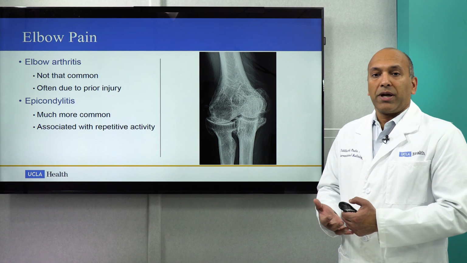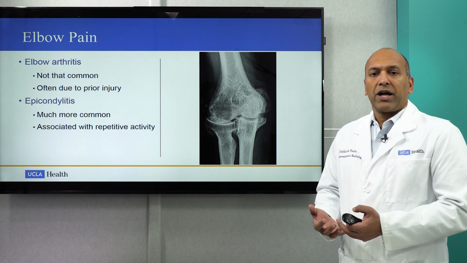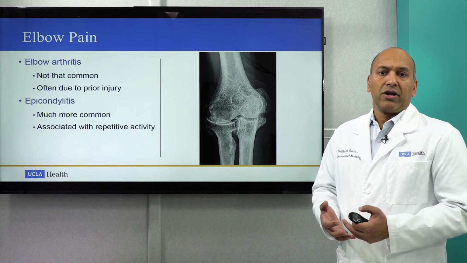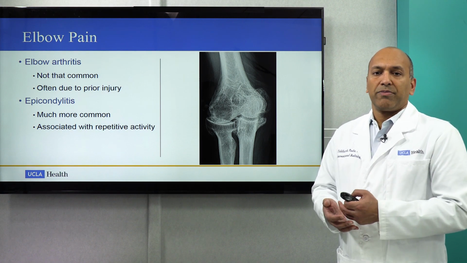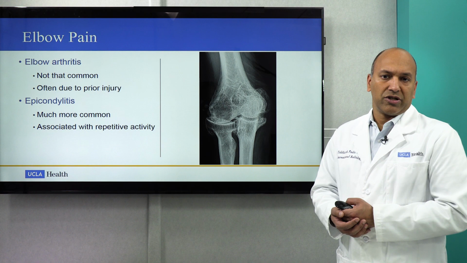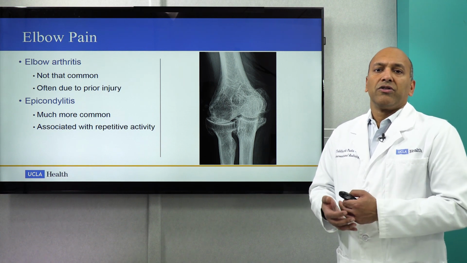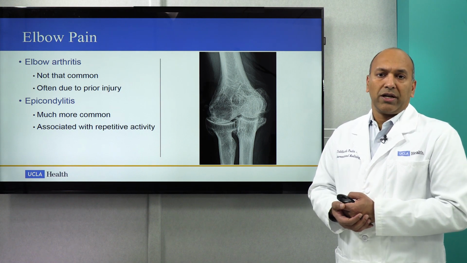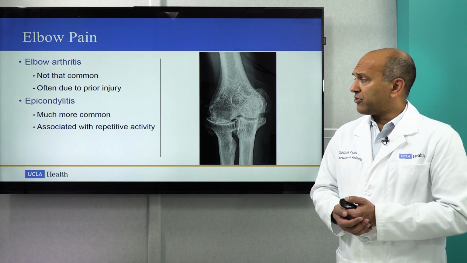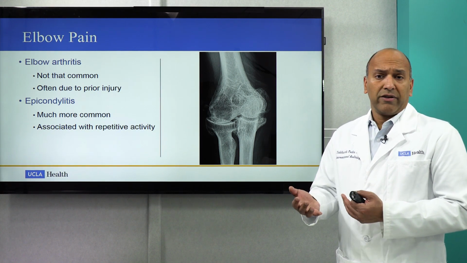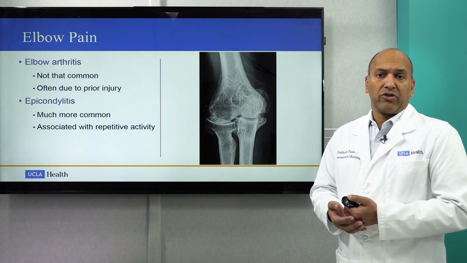Now, when we talk about elbow pain, there are really two forms. The first one is arthritis of the elbow. Compared to knee arthritis and hip arthritis, it's certainly a lot less common. Most people who present with elbow arthritis typically have had some prior significant trauma to the elbow, like an accident, which then eventually developed into arthritis. The second most common reason to have elbow pain is something called epicondylitis. This tends to be much more common than elbow arthritis, and this is associated with repetitive activities. That can be repetitive activity in your daily job or playing sports and recreation.